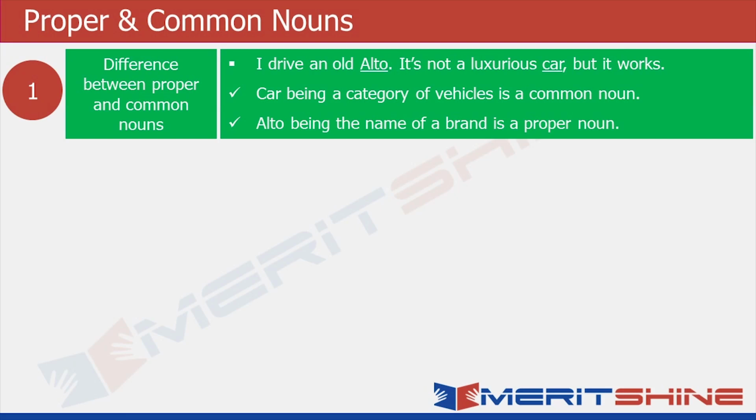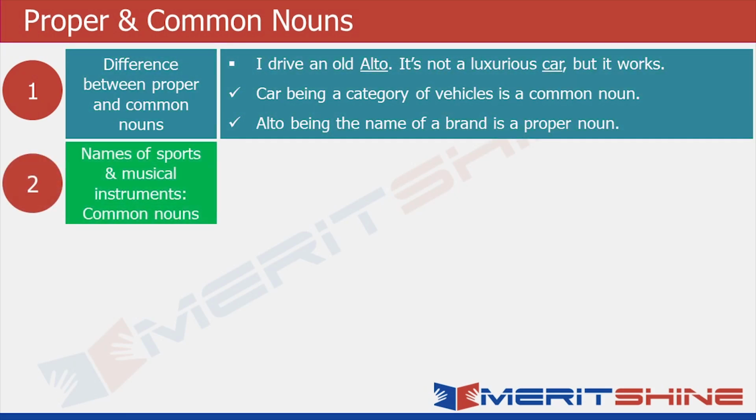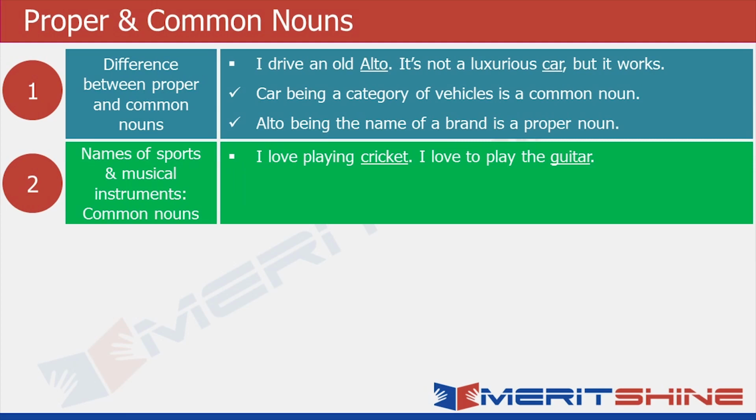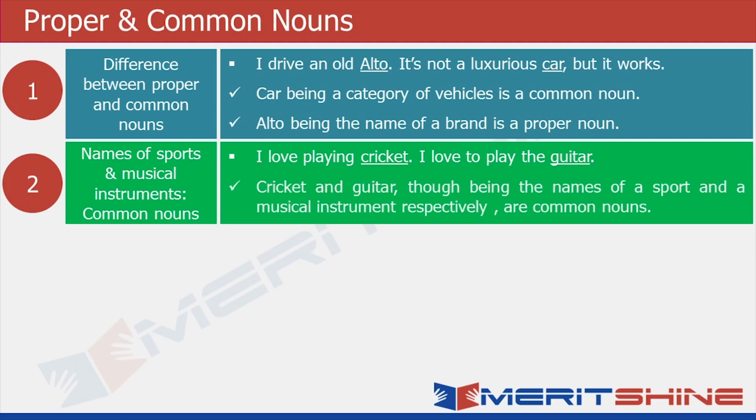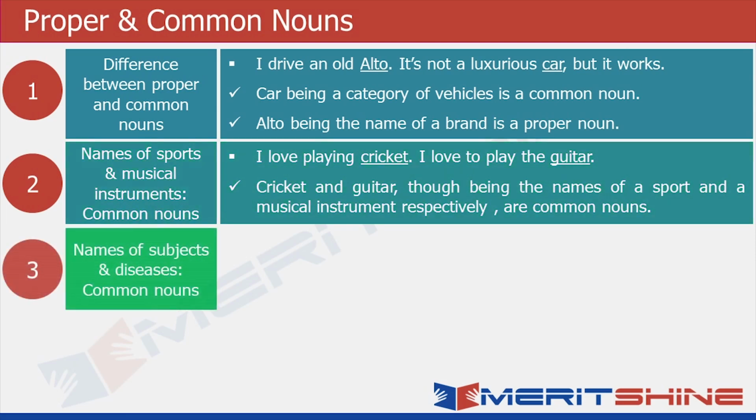Sometimes the classification of a noun as a proper or a common noun may not be that obvious. For example, the names of subjects, diseases, sports, and musical instruments are common nouns, whereas the names of languages are proper nouns. Let's look at the examples below. I love playing cricket. I love to play the guitar. Cricket and guitar, though being the names of a sport and a musical instrument respectively, are common nouns.